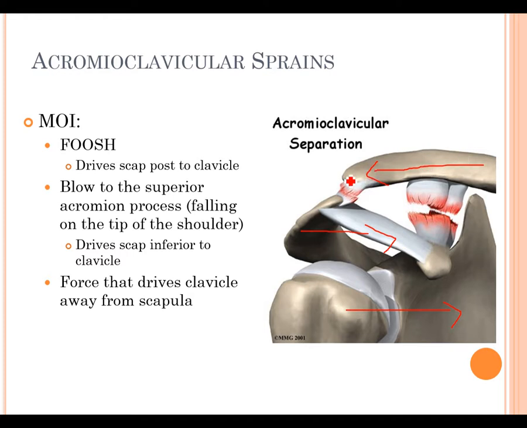So at the AC joint, we actually see that separation. AC joint sprains are also called separated shoulder. When you listen to general commentary about injuries and they say separated shoulder, they're talking about an AC sprain. So that's a very common injury. There are different grades to this injury.